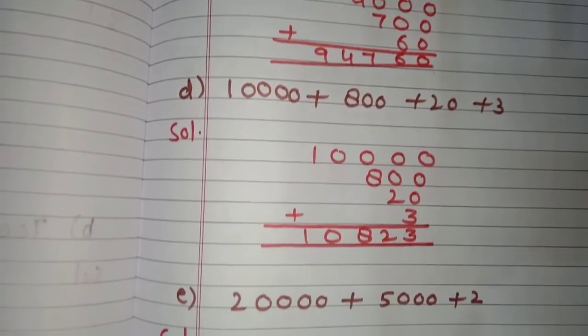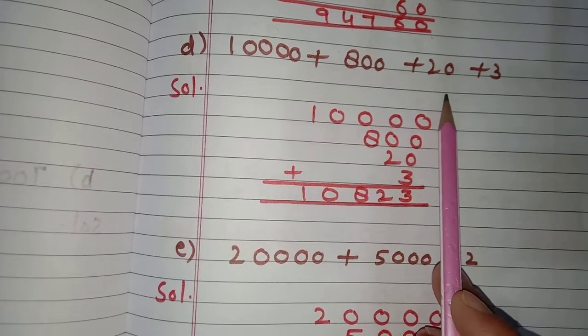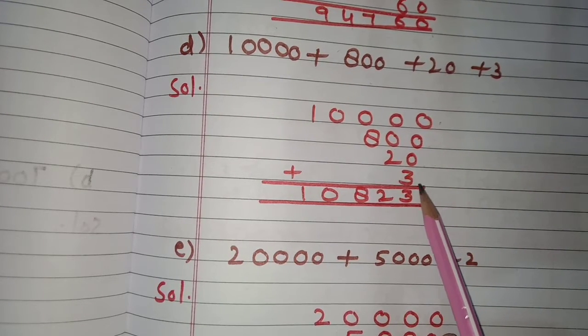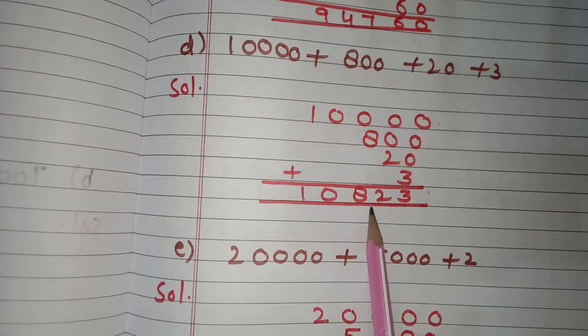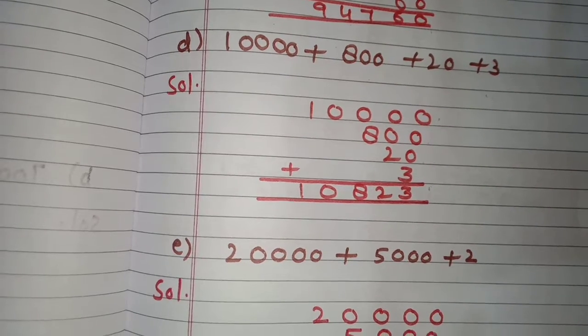Now next is part D. 10,000 plus 800 plus 20 plus 3. Write 10,000, then 800, then 20, then 3, and add all these values. You will get 10,823 as the short form of this expanded form.